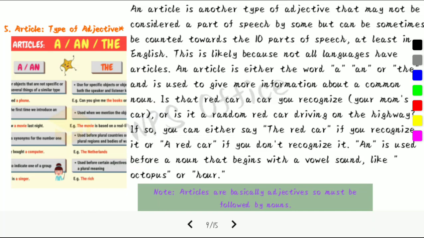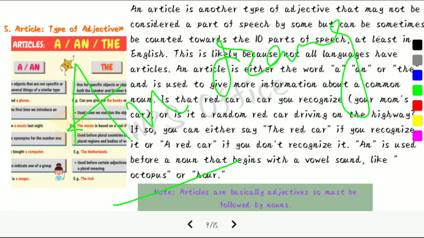We must remember always that articles are basically adjectives, so must be followed by a noun. We say an orange because orange starts with a vowel sound, so we add an to it. We say a car because car starts with a consonant sound, so we add a.